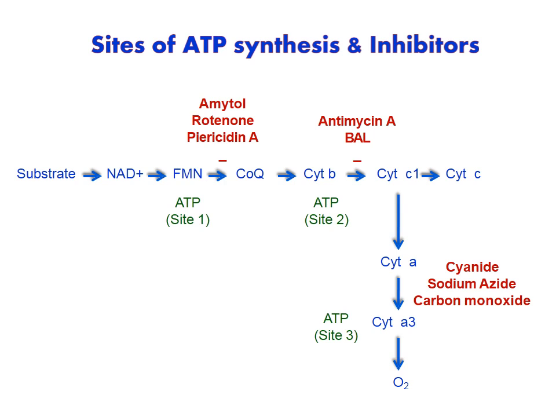So it is written ATP site 1, ATP site 2, ATP site 3. So at these places ATP is produced. If amytal, rotenone, piericidin are inhibiting, then at the first site, complex 1, ATP synthesis does not take place. If antimycin A, BAL are inhibiting, then at the second site it doesn't take place, and cyanide at the third site.